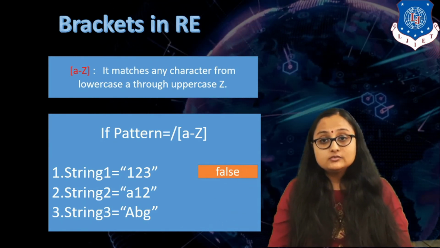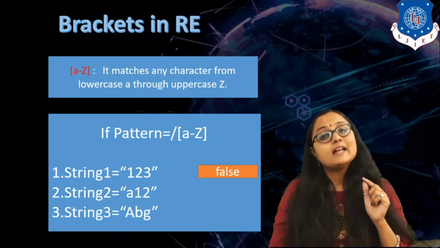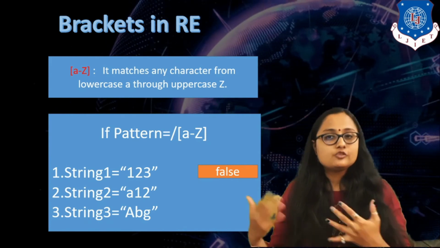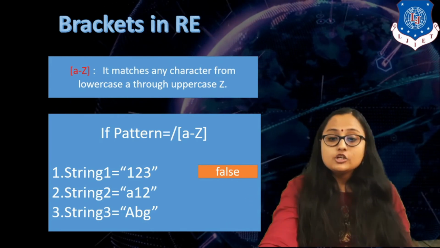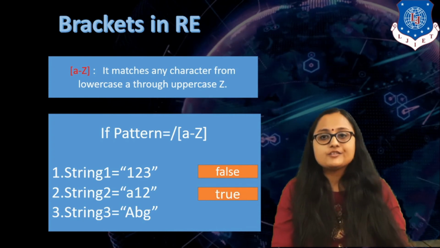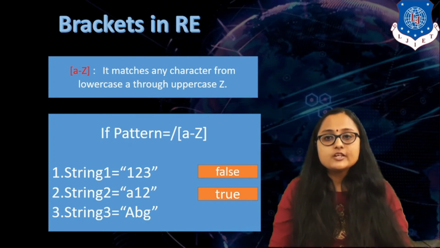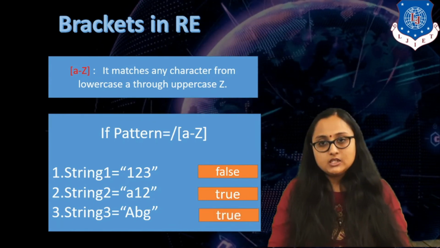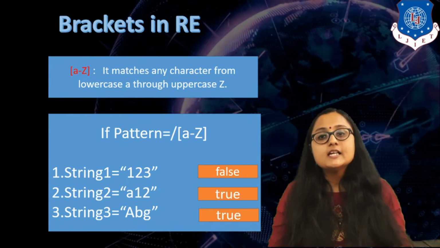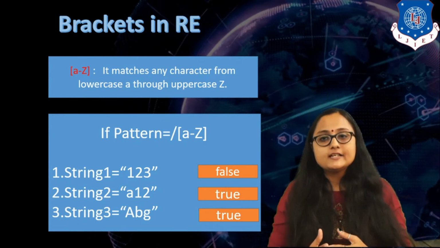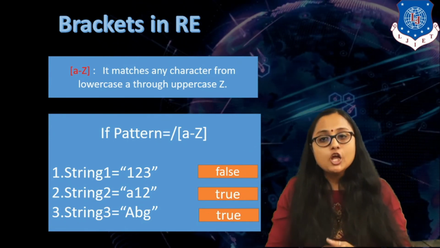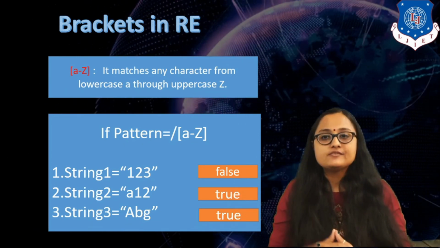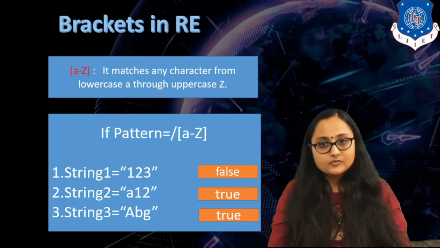What about the second? Yes, it consists of an alphabet, that is the lowercase a. Now it does not matter whether it is lowercase or uppercase in this particular pattern. So according to my pattern, my string is valid. What about the last string? Yes, this is also valid because it consists of capital A. All the capital A, B, C, D letters and all the small a, b, c, d letters are included in this range. So if it consists of minimum one alphabet, then your string is valid according to this pattern, right?